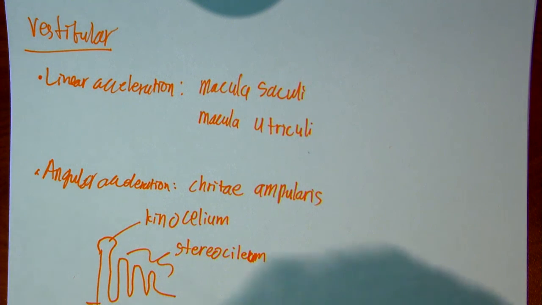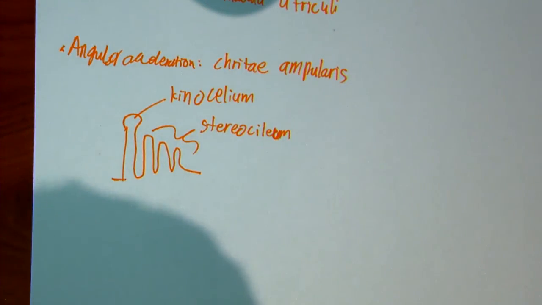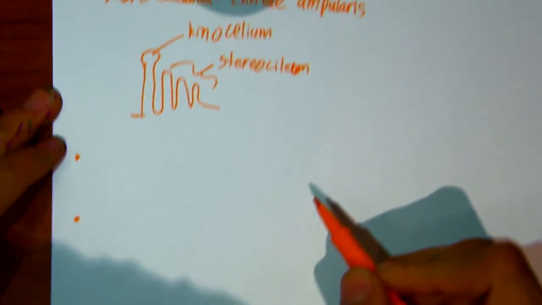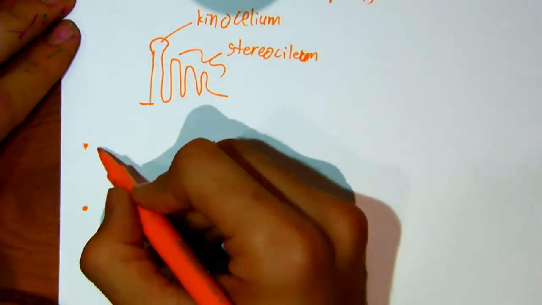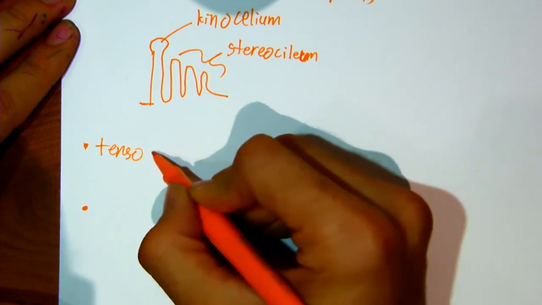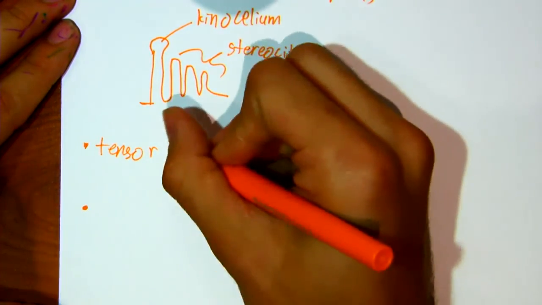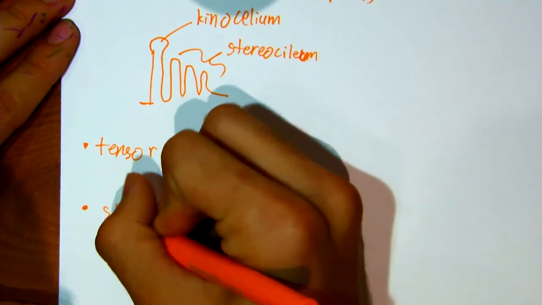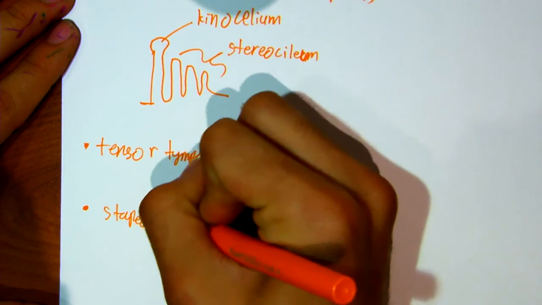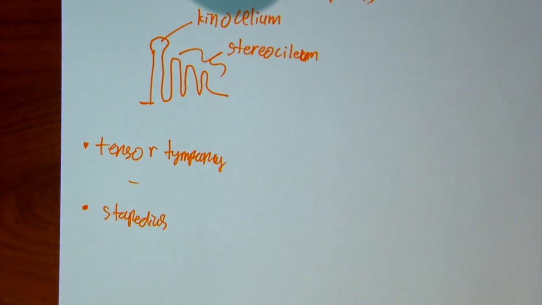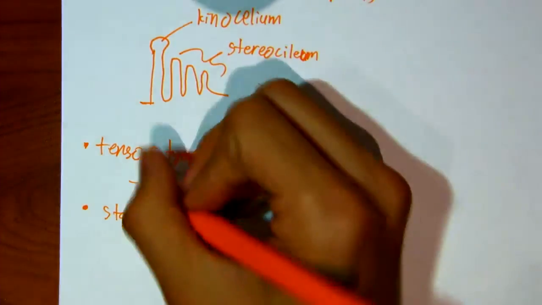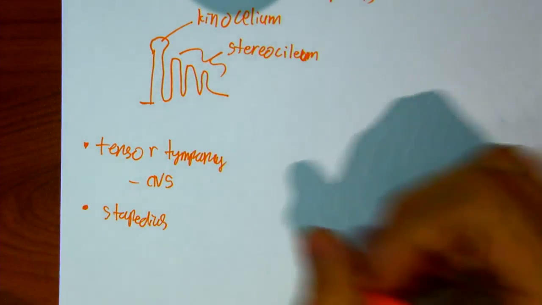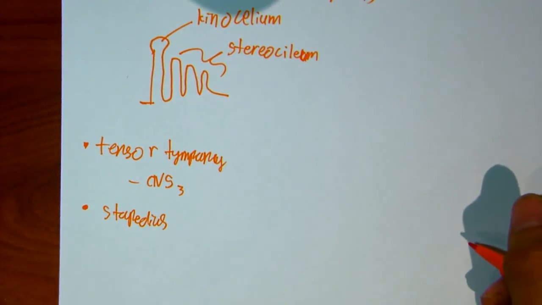All right, we only have a couple minutes left, so I'm going to ask you guys 2 more innervation questions. We have 2 pretty important muscles in our middle ear. We have tensor tympani, and we also have stapedius. What's the innervation for tensor tympani? Cranial nerve 5. Can you get any more specific? Yeah, good. Cranial nerve 5, branch 3.